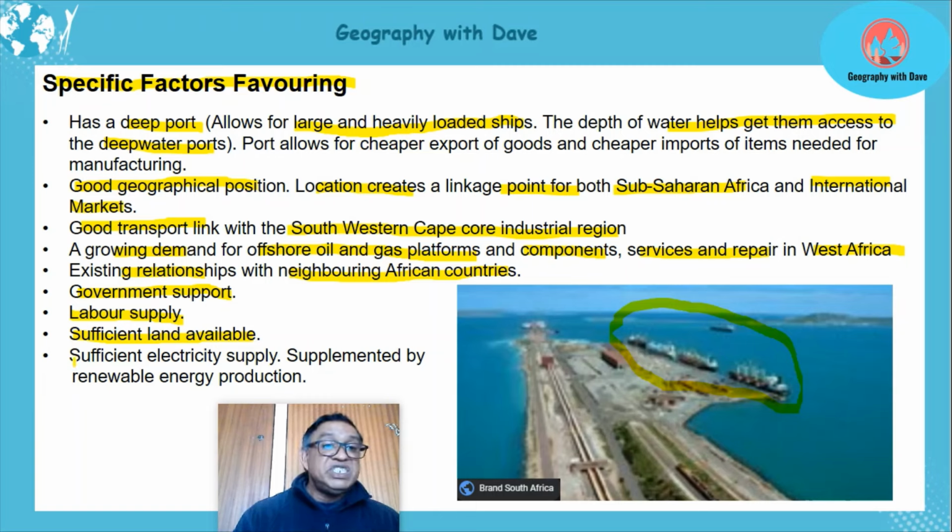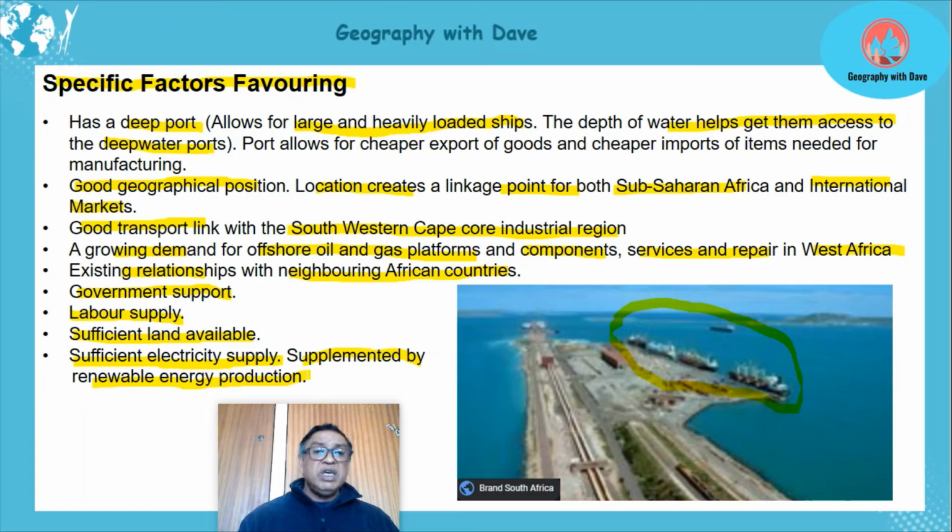Okay, sufficient electricity supply. I know it may not be close to the coal mines, etc., but they made a plan. They supplemented it by renewable energy production. So that's one of the productions also, renewable energy that has been produced in the area. All right. So there's various other productions that are happening in the streets.